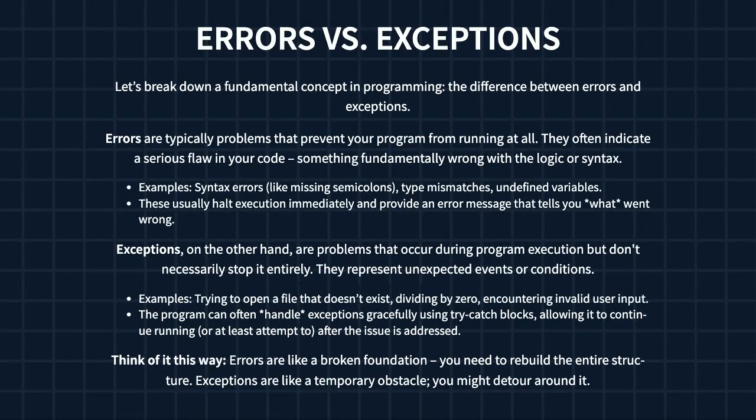Okay, let's talk about errors and exceptions. Essentially, an error is when your code has a really big problem, something that prevents it from running at all. Think of it like a broken foundation for your program. You'll often get a specific message telling you exactly what went wrong, like a missing semicolon or a type mismatch.